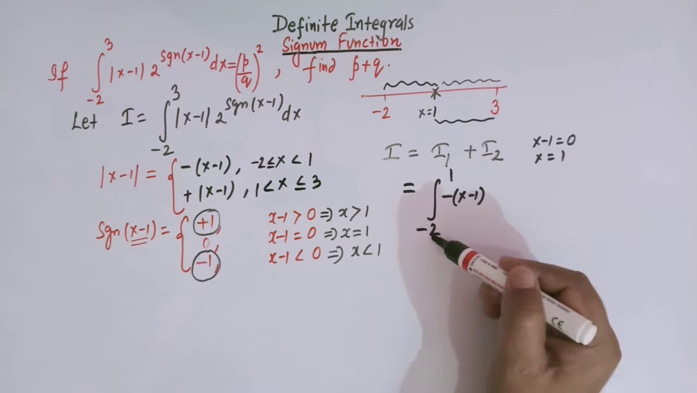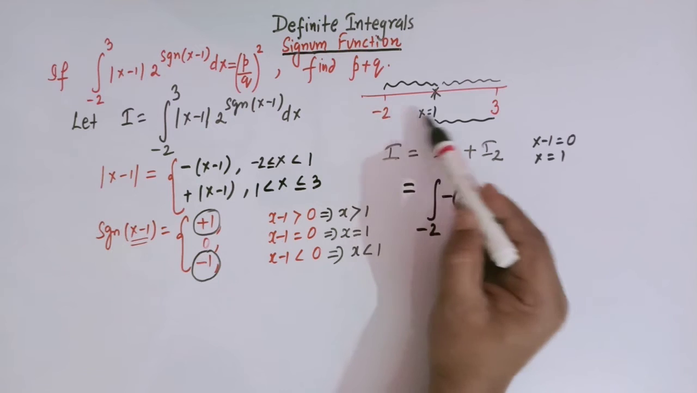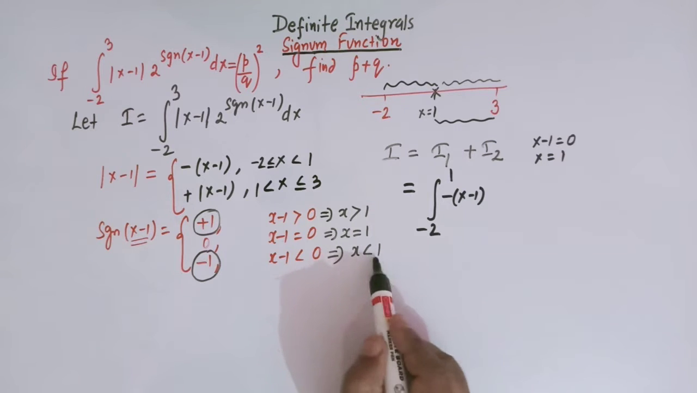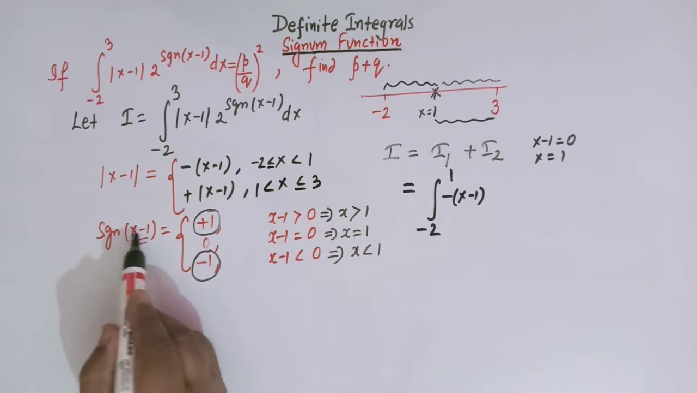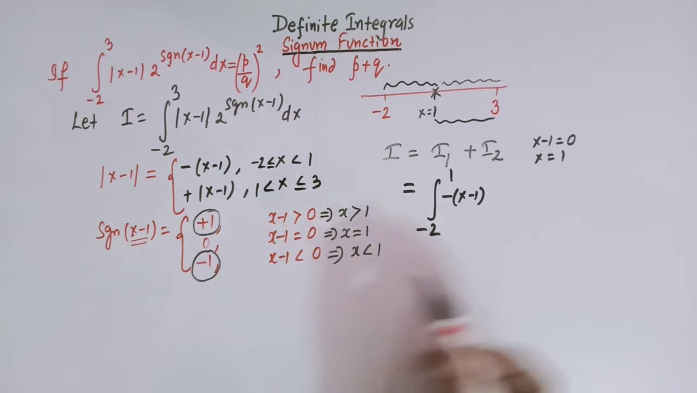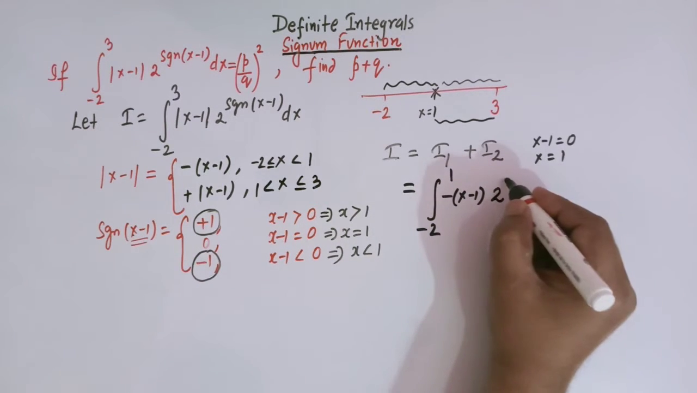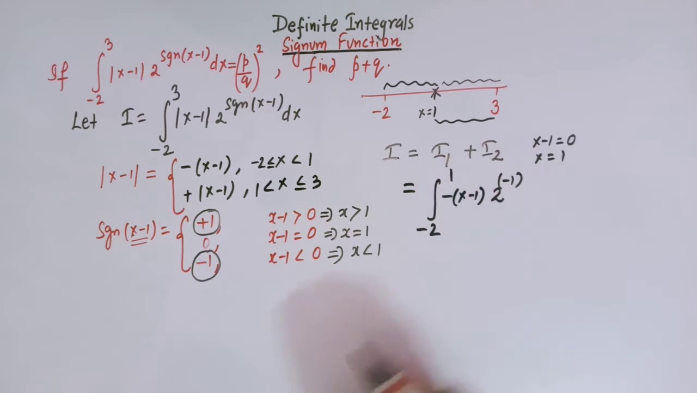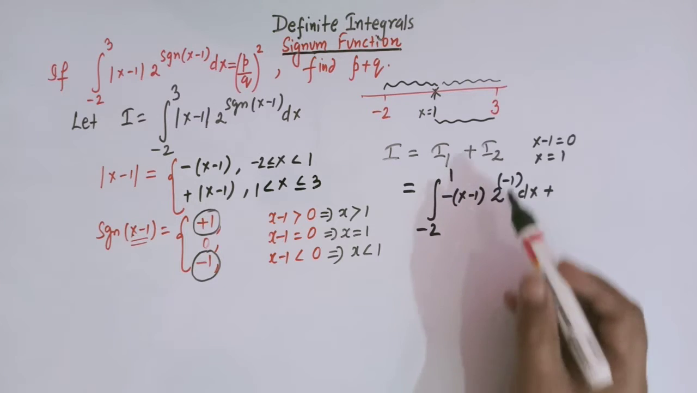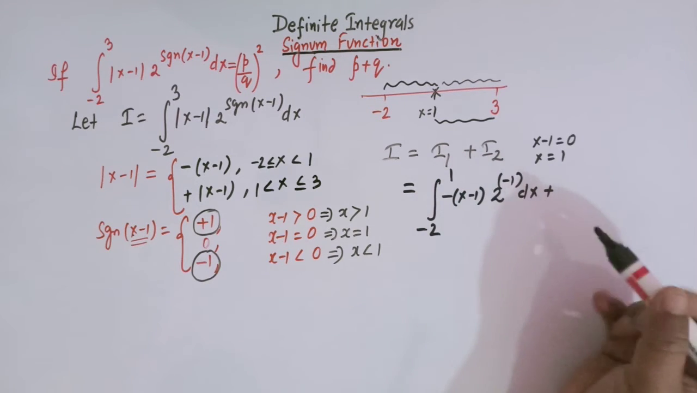So when we are integrating from -2 to 1, that is we are taking those values of x which are less than 1, then signum of x minus 1 will take the value -1, right? So we have 2 raised to -1, right? And here we have dx, and now we'll write the value of I2.